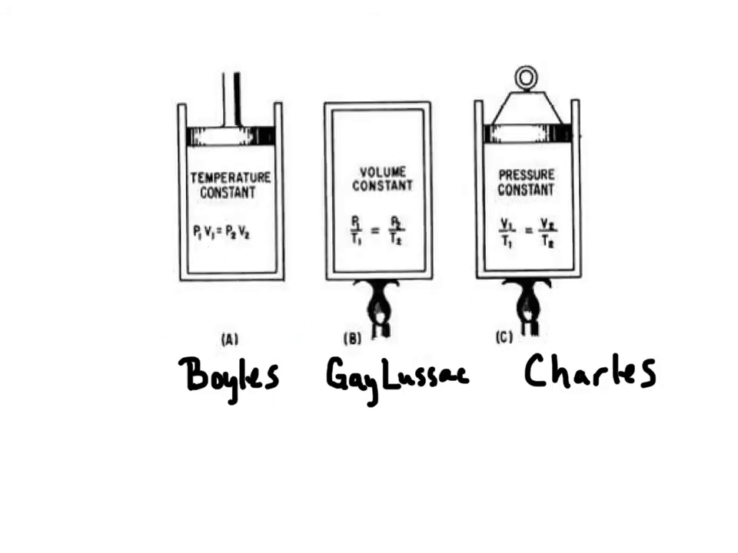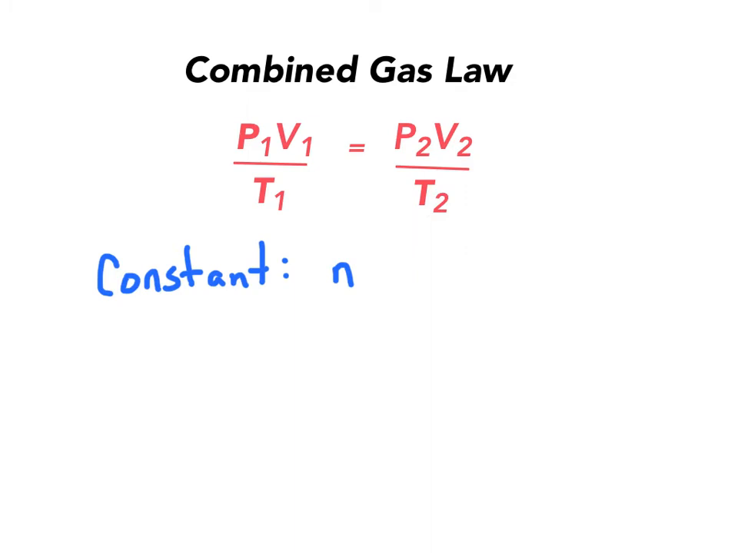So here's just a brief overview of what we just went over. When you have the number of moles of gas constant, so we're not adding or subtracting gas from it, but when we have the temperature constant, we have P1 V1 equals P2 V2. That's Boyle's law. Volume constant, P1 over T1 equals P2 over T2. That's Gay-Lussac. And pressure constant, V1 over T1 equals V2 over T2. That's Charles. Well, we can put all three of those together to make something called the combined gas law.